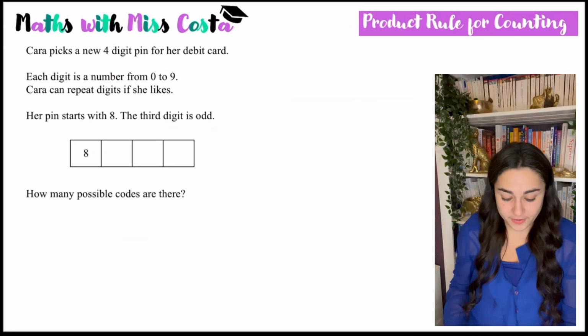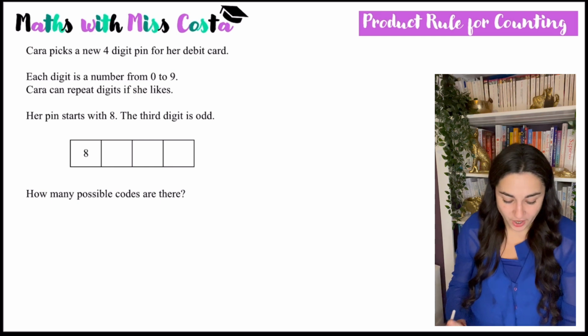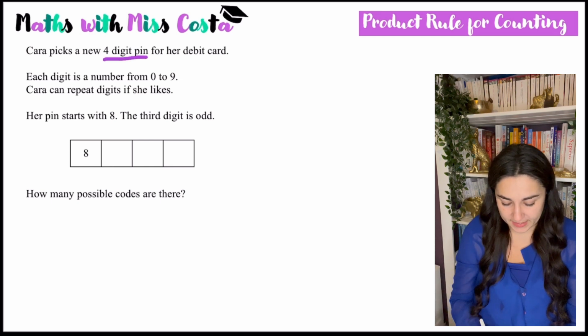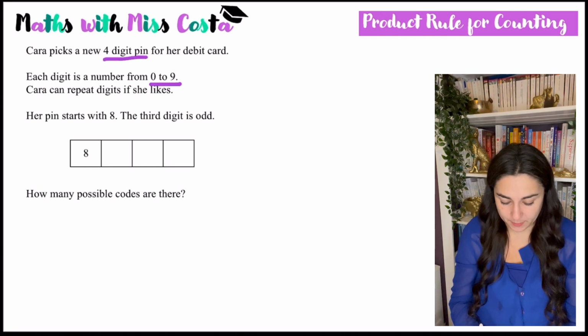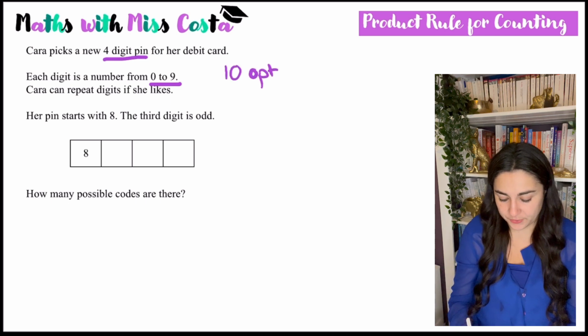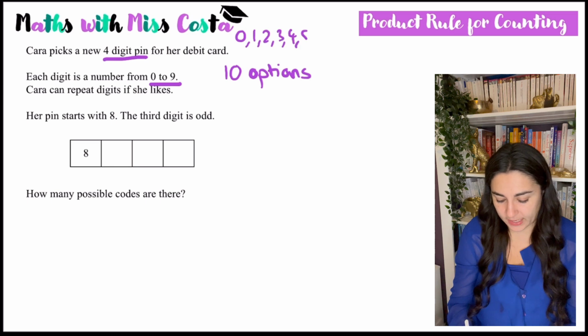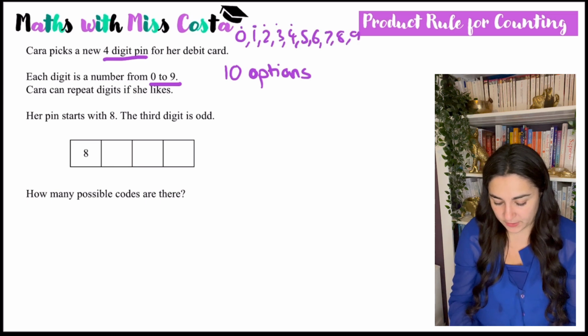Okay, so the product rule for counting. Cara picks a new 4-digit PIN for her debit card. Each digit is a number from 0 to 9. So that means there are 10 potential options, because it could be 0, 1, 2, 3, 4, 5, 6, 7, 8, or 9. That's 1, 2, 3, 4, 5, 6, 7, 8, 9, 10 options.